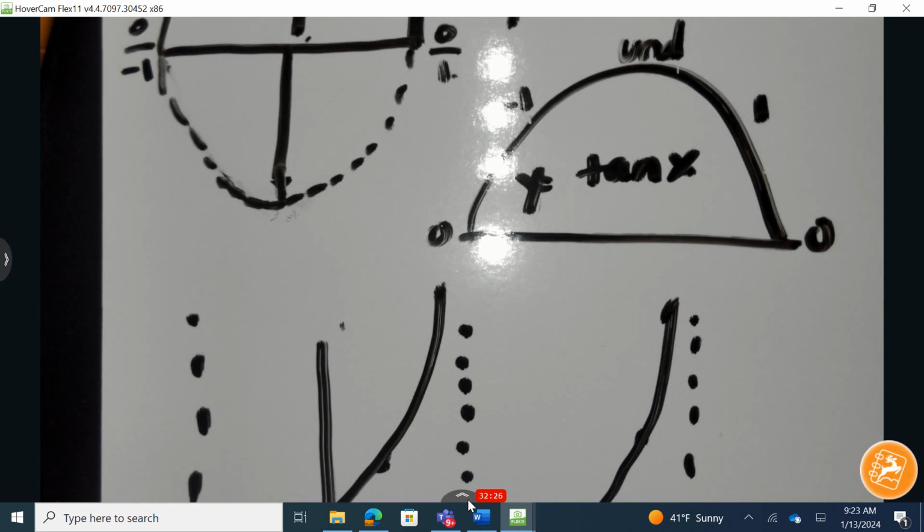So the exact same thing. This would be a negative 1 over here. Our next step after this would be negative 1, 0, and 1. And then it'd be another vertical asymptote.